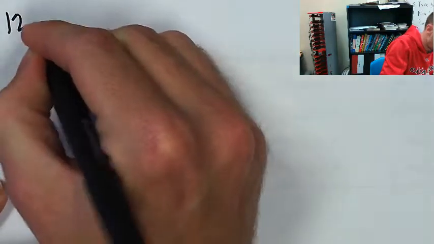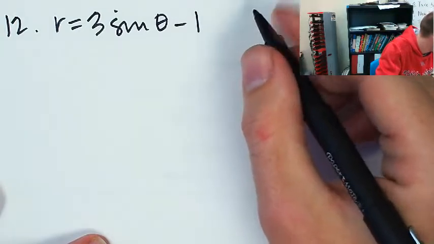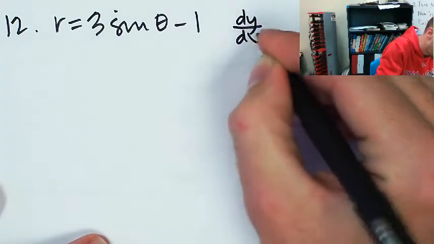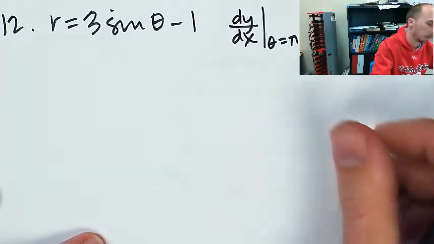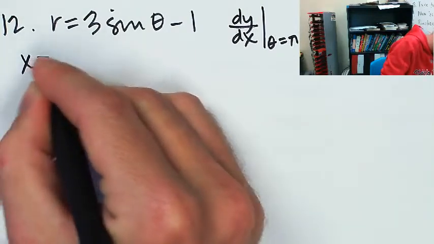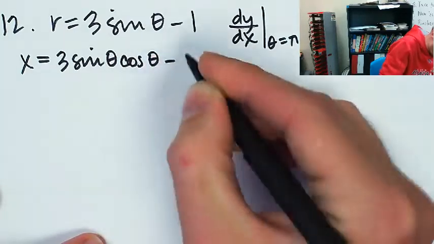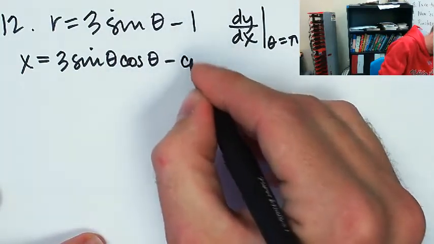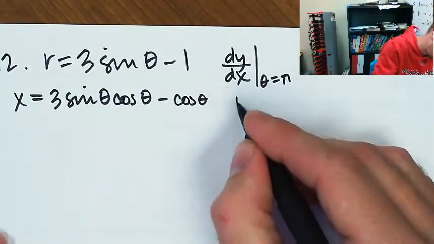Number 12. This one just keeps going. r equals 3 sine theta minus 1. Then I want to find dy dx at the point where theta is pi. All right. So x is equal to r cosine theta. And so I'm distributing cosine theta, so I'll have another cosine theta here. y is equal to r sine theta.